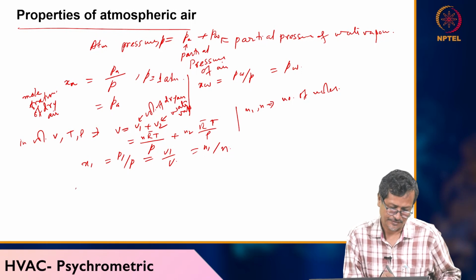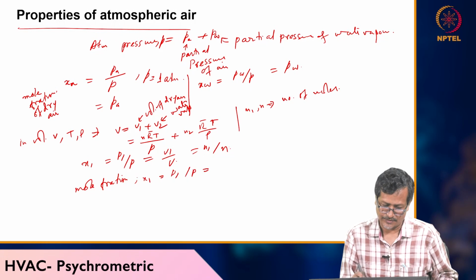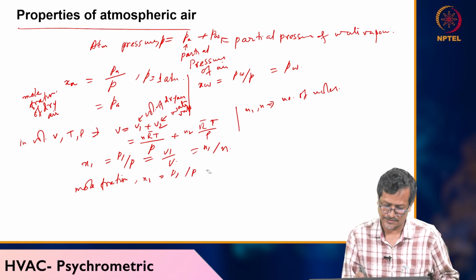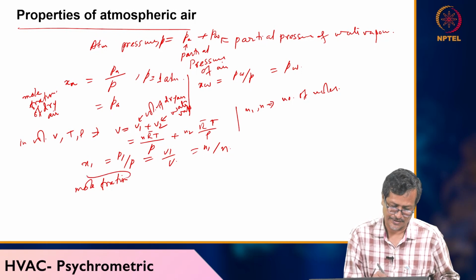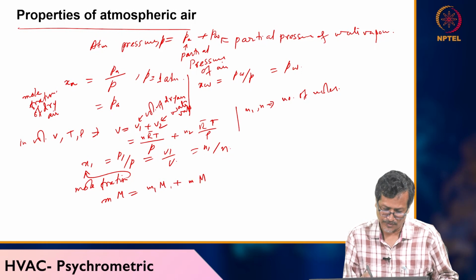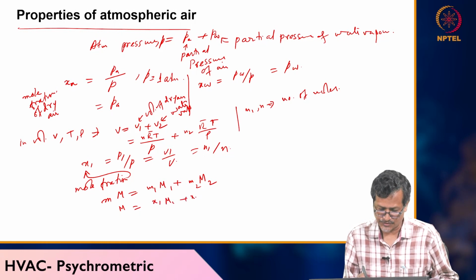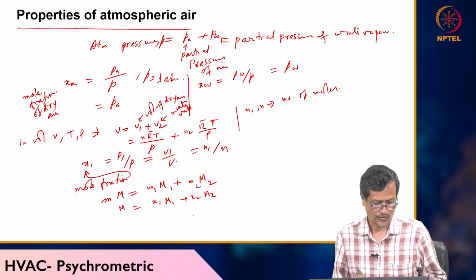Okay, so this is the mole fraction x1 equals p1 by p. Mole fraction I do not need to write, it is here. Now the molecular mass: capital M equals x1 M1 plus x2 M2, where x1 and x2 are the mole fractions.